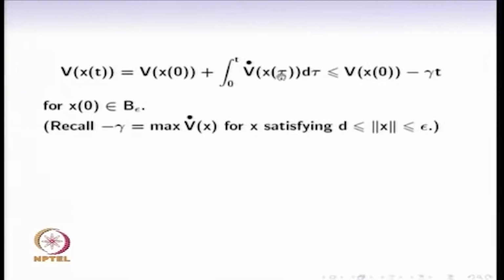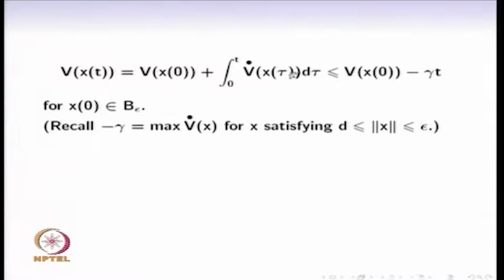Now this particular quantity itself is less than or equal to gamma at each time instant, and hence we will integrate this, and this becomes v of x of 0 minus gamma t. Recall that minus gamma was equal to the maximum of this, and hence we are integrating something. Instead of v dot, we are going to replace v dot by the maximum value that v dot can achieve, and hence the right hand side will end up becoming larger.